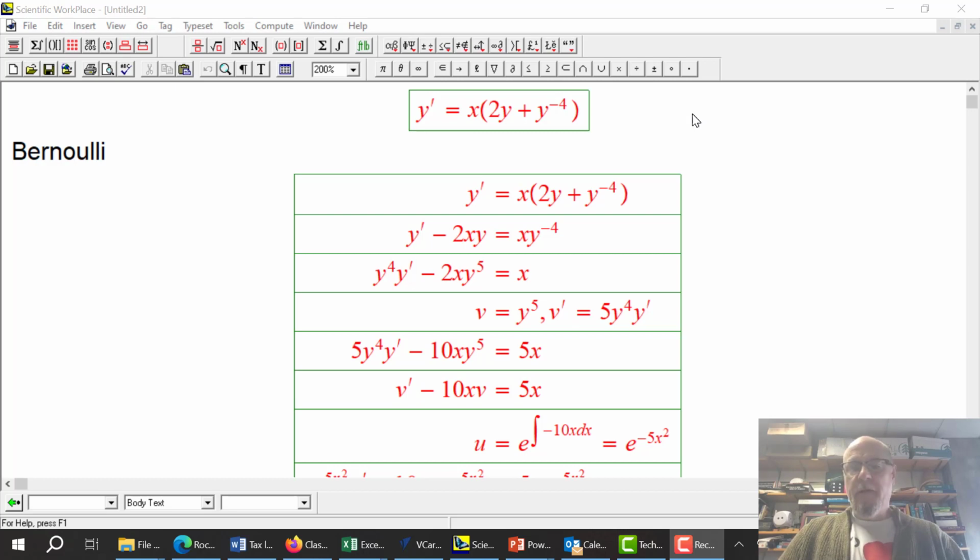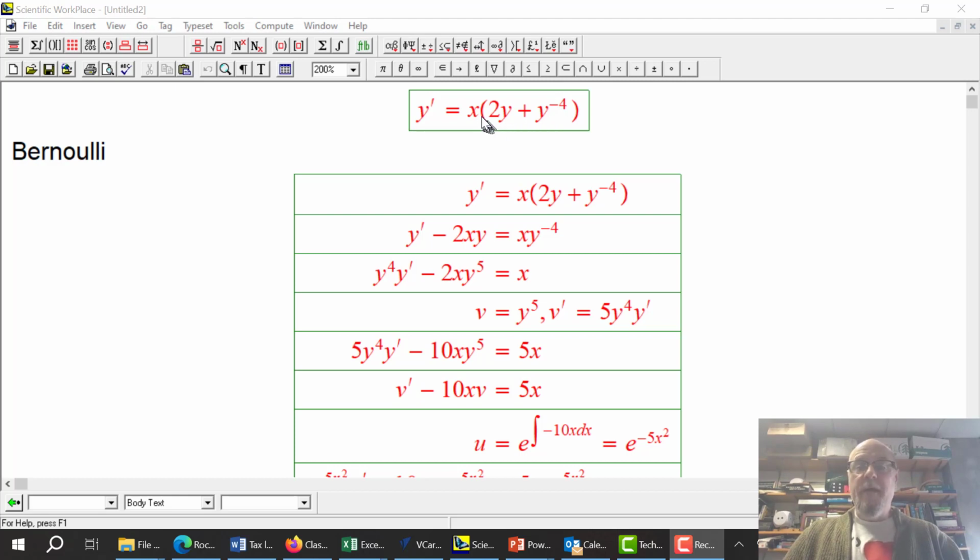Here's the example I wanted to look at. y prime equals x times that bracket, 2y plus y to the minus 4. When I first look at it, I see it as first order, because there's only a y prime equals something of x times something of all y. My first thought here would be separable. But I want to show that it's also Bernoulli.